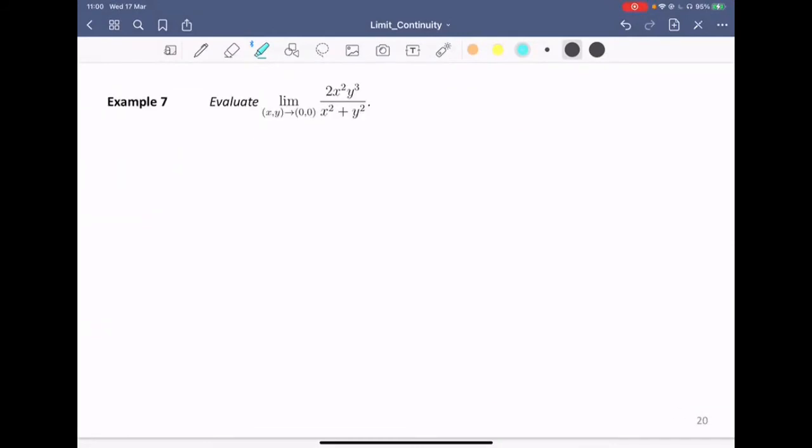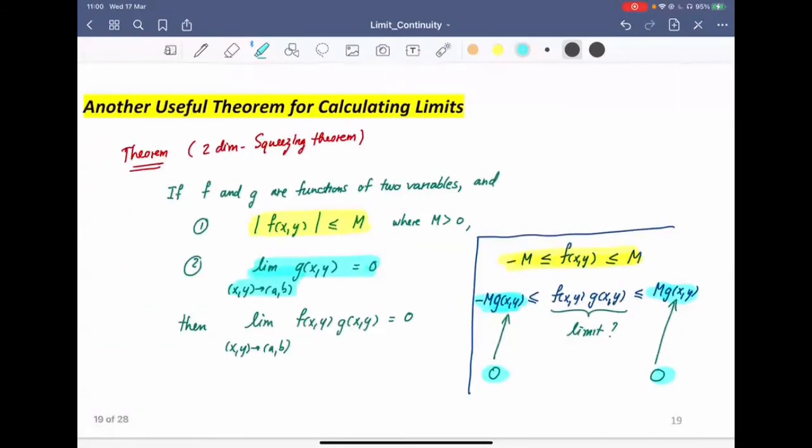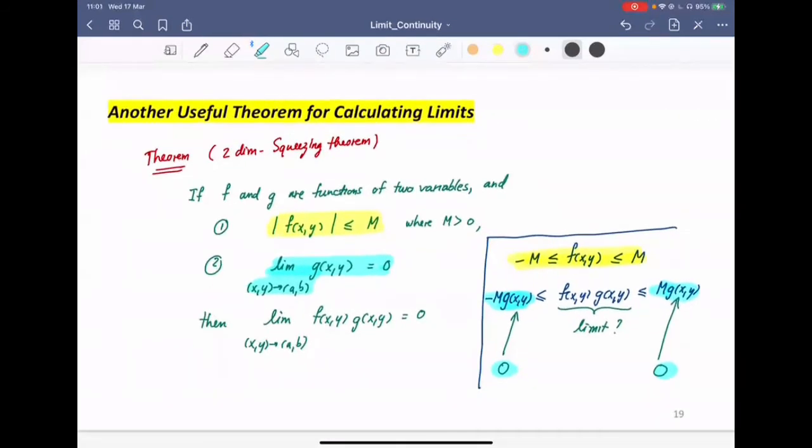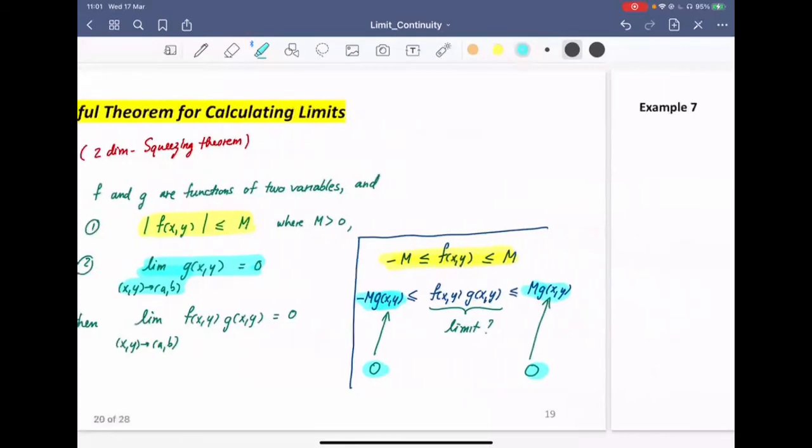Let's look at example 7 here, where we are going to look at how to apply the two-dimensional squeezing theorem to examples. Again, we have two functions f and g. What you need is a function f that is bounded by m, and a function g whose limit equals 0. If you have these two conditions, highlighted in yellow and light blue, you can multiply them, and the limit of the product of f and g is just 0. All right, let's look at how to do it.